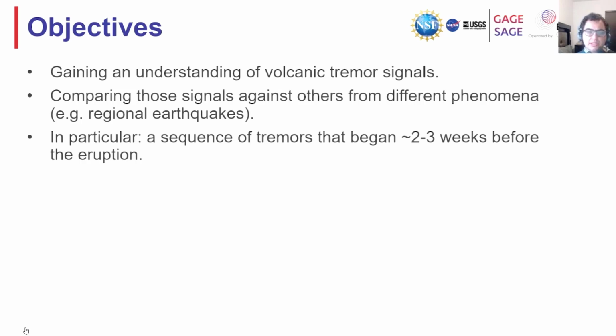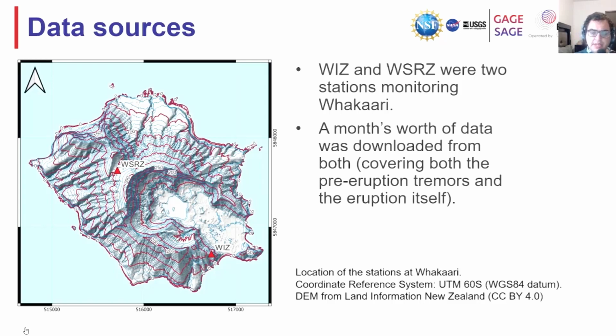In particular, the sequence of tremors that I analyzed began 2 to 3 weeks prior to the eruption. I sourced the data from 2 stations that were present at the time at Whakaari, which are WIZ and WSRZ. These stations are no longer active there, but I managed to download a month's worth of data from both, which covered both the pre-eruption tremors and the eruption itself. And we can see the location of those stations here on the map.